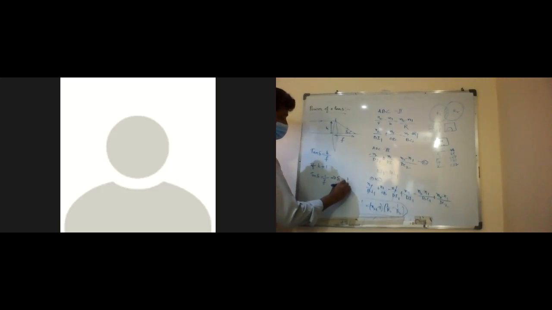So if h is equal to 1, what will happen? Tan delta will be equal to 1 by f. And when the angle is very small, we write delta equal to 1 by f. Therefore, delta is power. P is equal to 1 by f. The reciprocal of the focal length is said to be power.